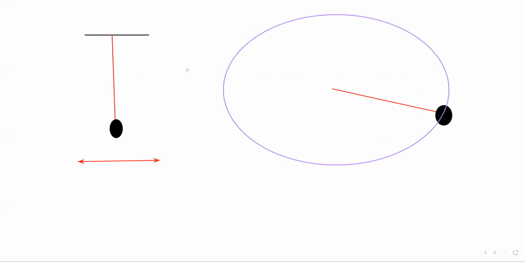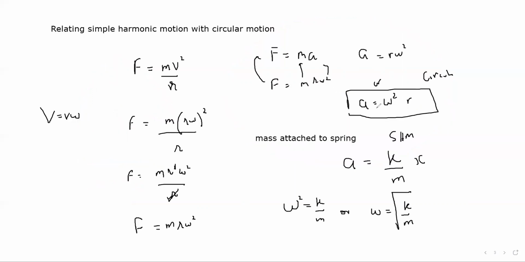So if it is moving in a circular path, how can we relate their accelerations? So we know when an object attached to a string is performing a simple harmonic motion and a similar object is moving in a circular path, the acceleration of this object A is equal to minus g over L into x. And for circular motion, as we derived, that in a circular motion, acceleration is omega square r.